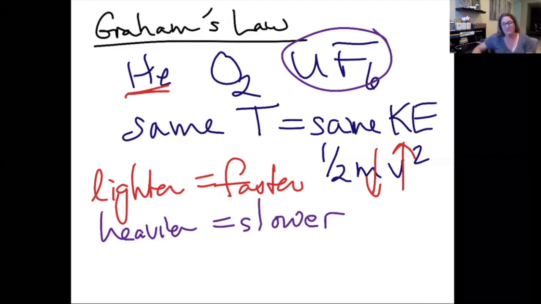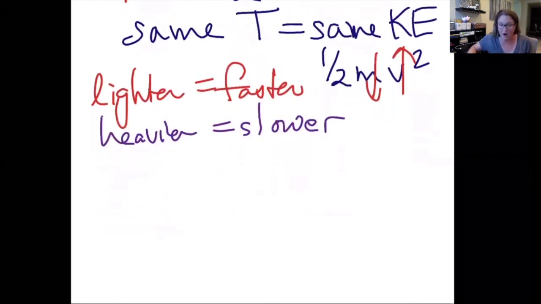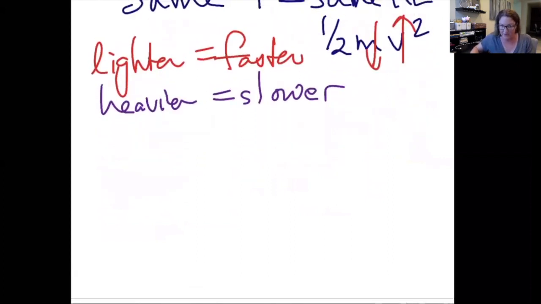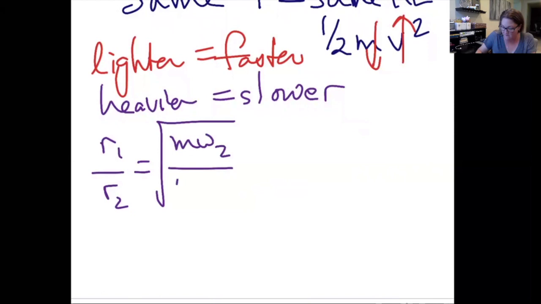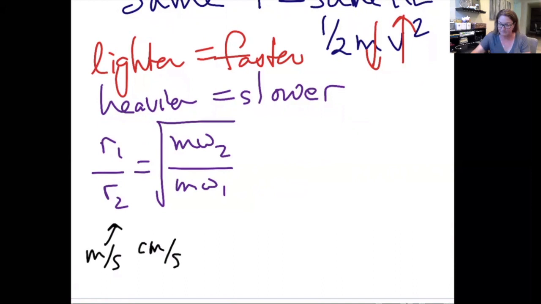We have some equations that describe this more explicitly. Our first equation that we're going to look at relates the rates. Rate 1 over rate 2 equals the molecular weight of gas 2 over the molecular weight of gas 1. This is for rate. So when I say rate, we're talking about how fast the gas is moving. Typically, it's going to be in meters per second or centimeters per second.